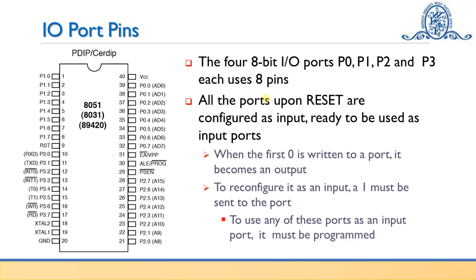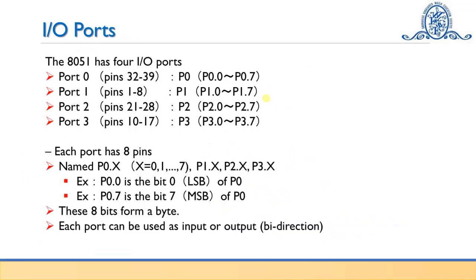Now to use any of these ports as an input port, it must be programmed. So the programming, the initialization, is to be done. Then the 4 IO ports: port 0 ranges from pins 32 to 39, and the pins are labeled as P0.0 to P0.7, and the same is applicable for the other ports. There are port 1, port 2, port 3, and these are the labels given to the pins.